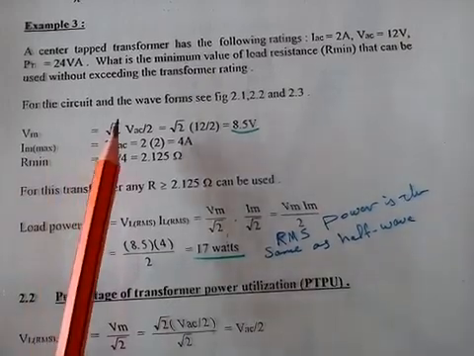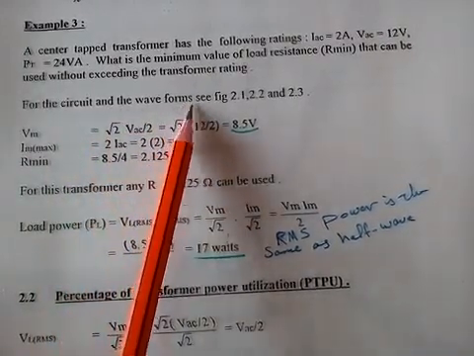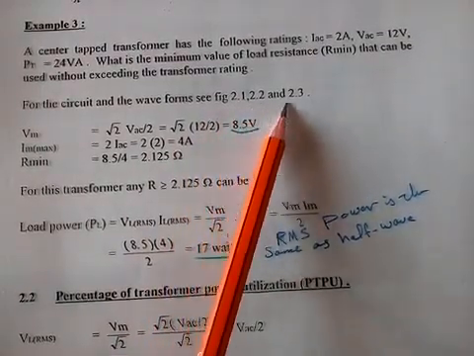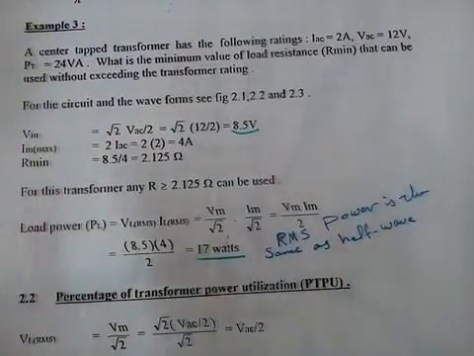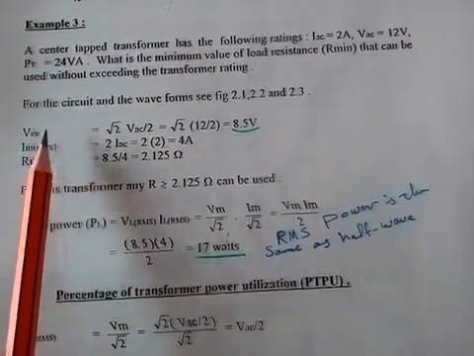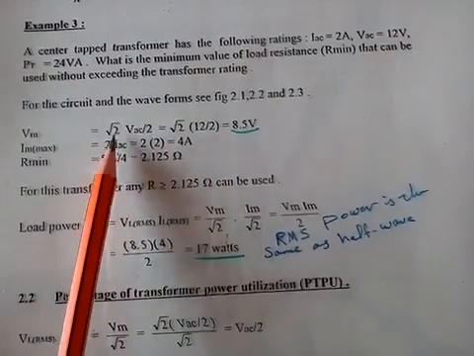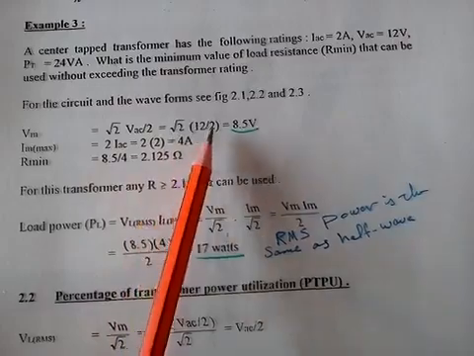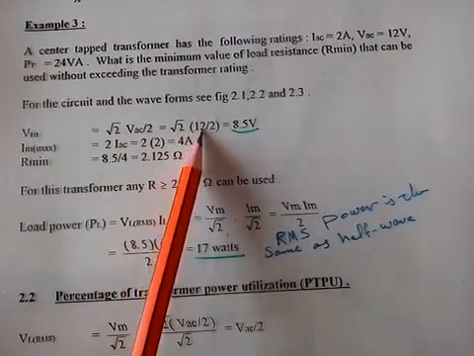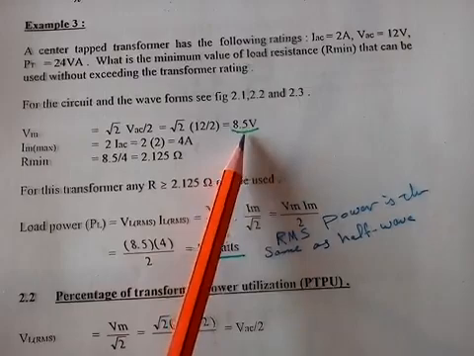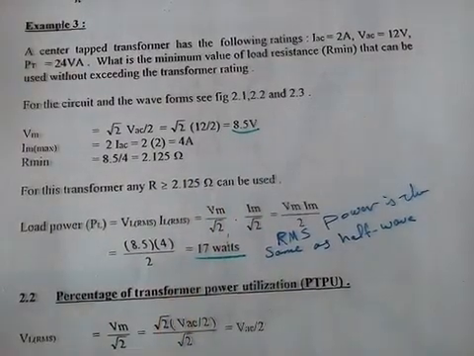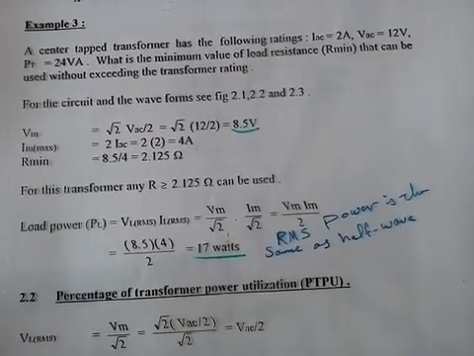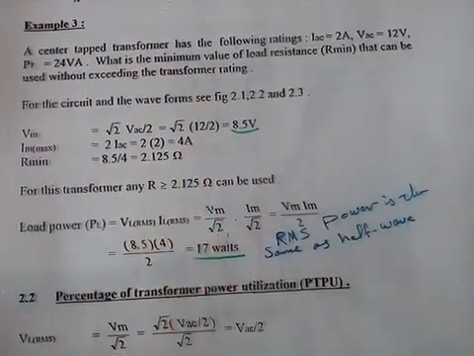For the circuit and the waveforms that we saw previously in figures 2.1, 2.2 and 2.3, we have Vm equals, like we said before, root 2 multiplied by VAC over 2. So that means root 2 multiplied by 12 divided by 2, and that equals 8.5 volts. So you'll have 8.5 volts peak voltage across the load.